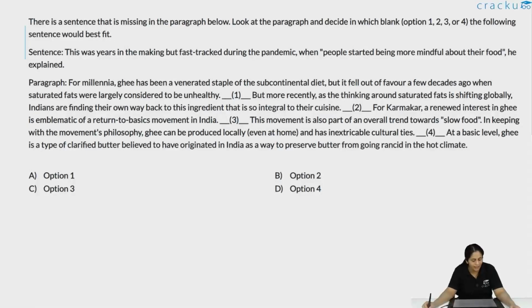I'm Sayali Kal. In front of us is a para-completion question, which is where we have to find out the right place to put the given sentence. This is an easier question because there is a big clue in the sentence about where it should be placed. So let's take a look at the sentence.